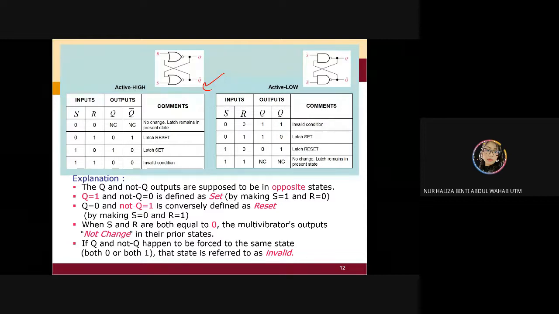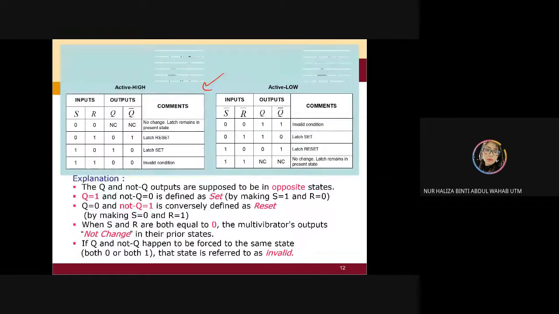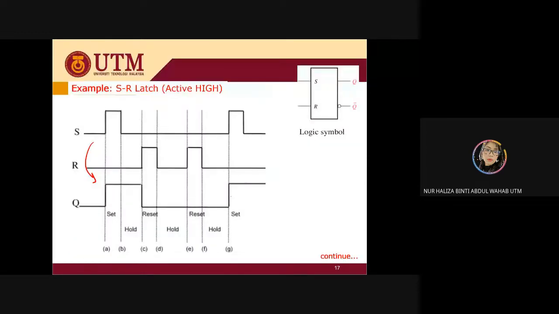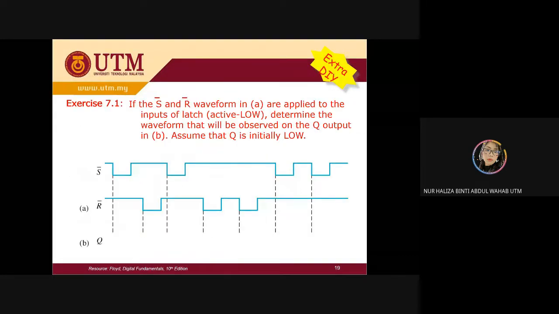This is the summary table. From this truth table, you summarize it: 0, 0 is reset. This one is no change. This one is set. And this is invalid. And you draw the timing diagram. So this is the explanation from the previous example. And there is another exercise. Let's do it together without looking at the solution first.